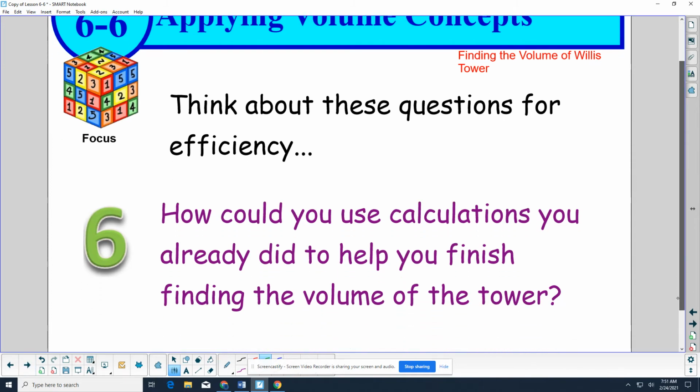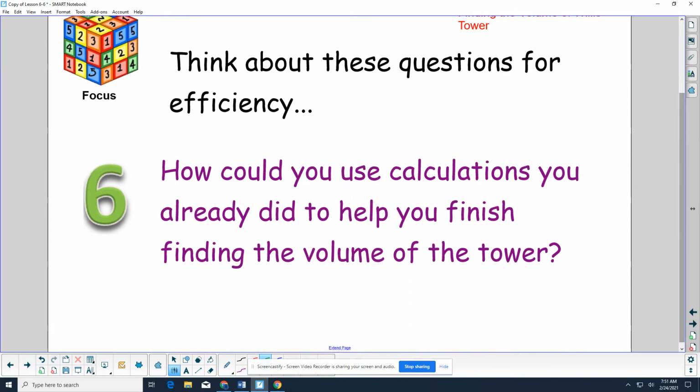How could you use the calculations you already did to help you finish finding the volume of the tower? So if you were measuring a tower and you made your own out of cubes, how could you finish it? Find the volume of the tower. So are you writing down your calculations for each section? Right? If you have two sections that are the same, do I really need to recalculate those if I know they're the exact same?